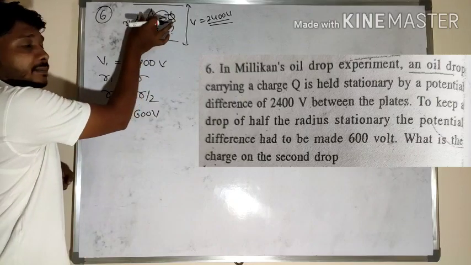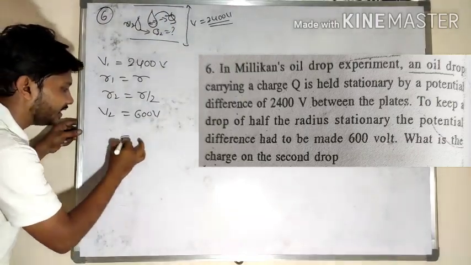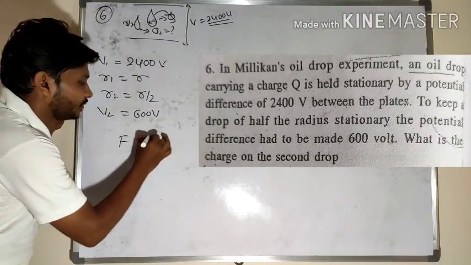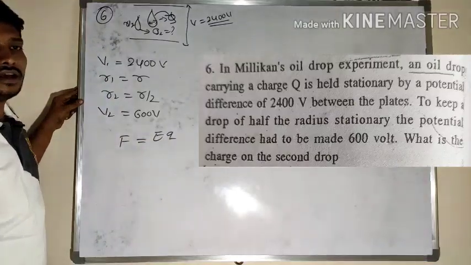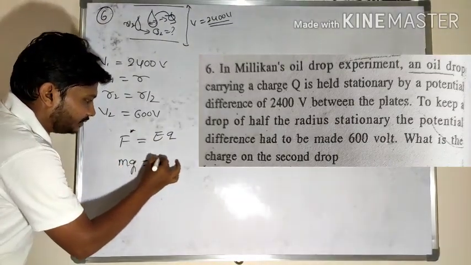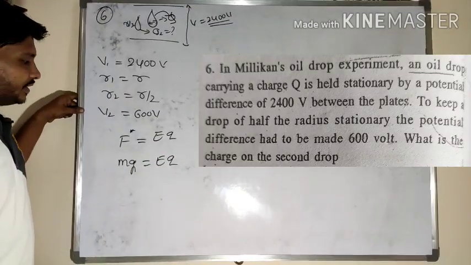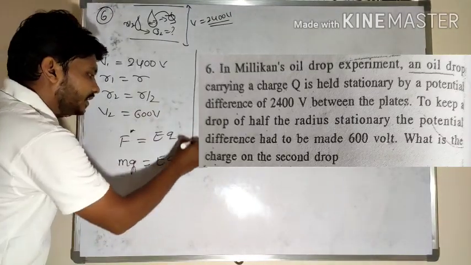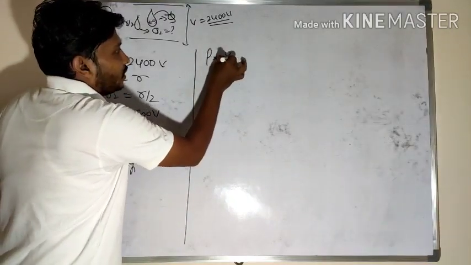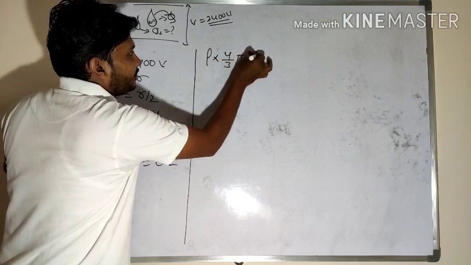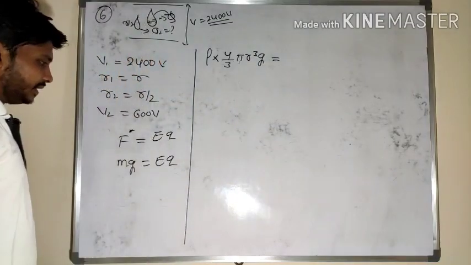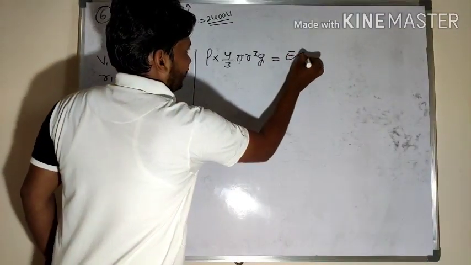If the drop is held stationary, shall I take this equation: F is equal to E into Q. So F, I take as m into g, so m into g is equal to E into Q. The mass value they didn't mention here. So mass, I take as density into volume. What's the volume of the sphere? 4 by 3 pi r cube. So into g here, into Q I will take it here.